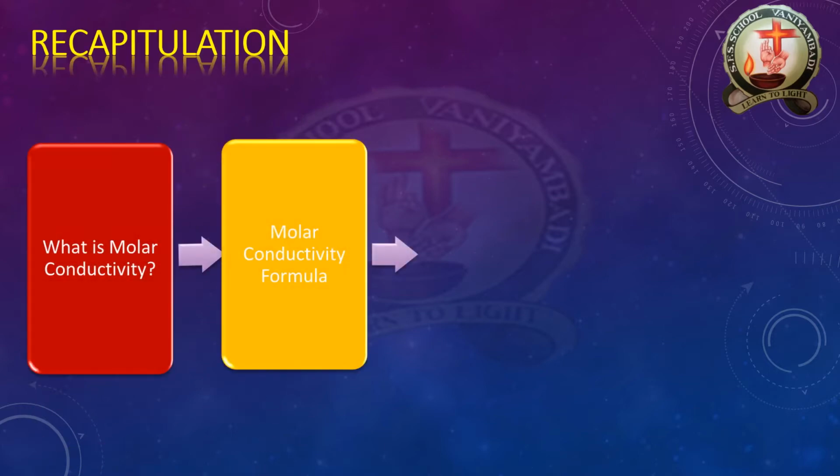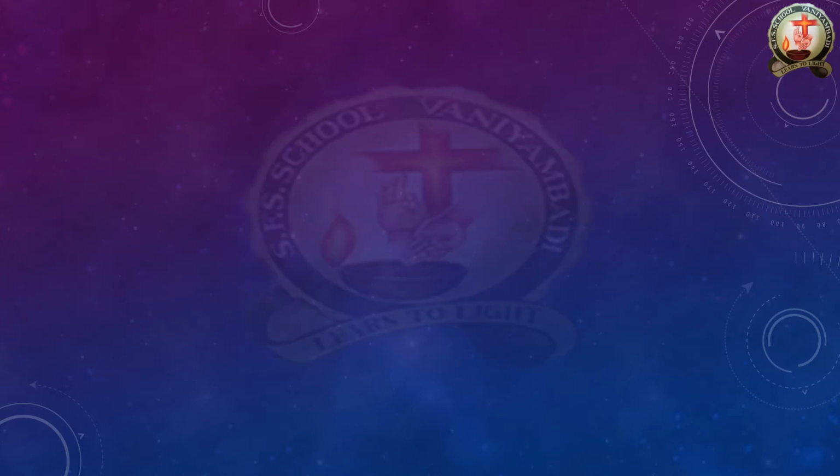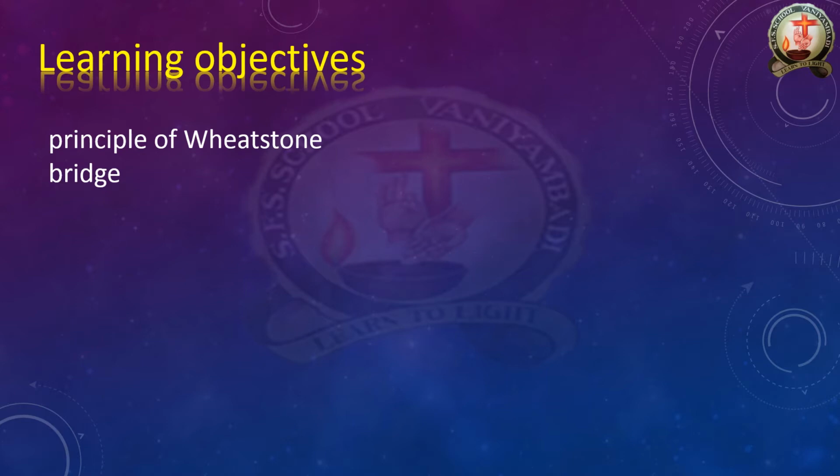What we have learned: molar conductivity and the molar conductivity formula, then equivalent conductance, and the factors affecting the electrolytic solution. These four things we have learned from our previous chapter. I think you are all reminded. Now we are going to see our learning objectives. Principle of the Wheatstone bridge.